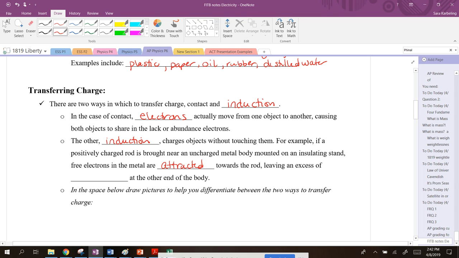Free electrons are attracted to the positively charged rod, okay? Leaving an excess of what? The electrons move. What's left? Protons, positively charged stuff, right?